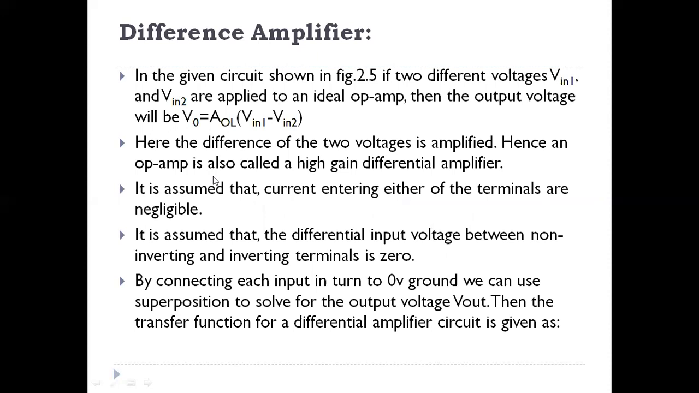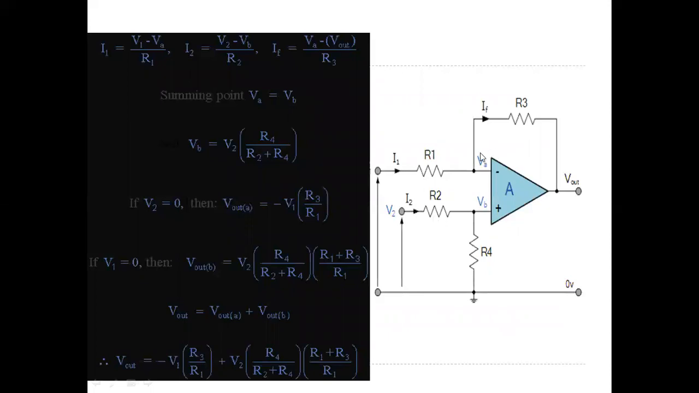Next one is the difference amplifier, or we can also call it a subtractor. For the difference amplifier also we are applying two inputs. So this figure represents the difference amplifier. Here we are applying the inputs. So consider this one as V1. V1 is the input voltage which we are applying to the inverting input terminal, and V2 is the input voltage which we are applying to the non-inverting input terminal.